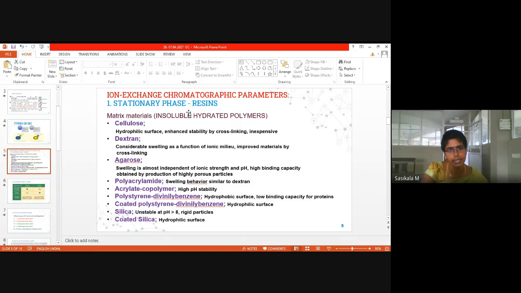Example of inert resins are cellulose, dextran, agarose, polyacrylamide, acrylate copolymer, polystyrene, divinyl benzene, coated polystyrene divinyl benzene, silica and coated silica. These are different types of polymers used for stationary phase as resins, inert material, or inert support for your buffer.